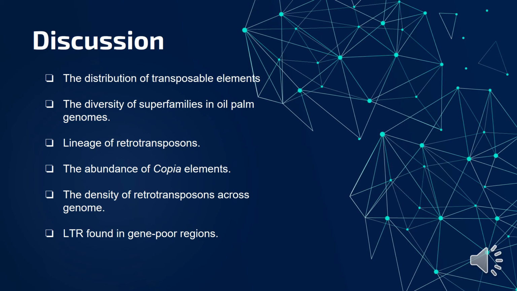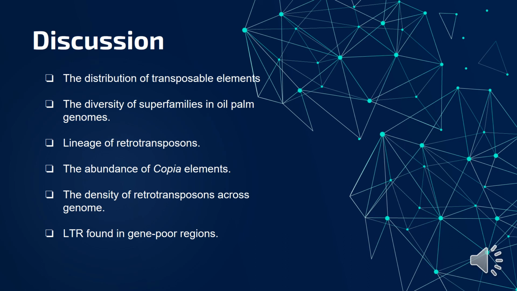Third point is that the lineage of retrotransposon comes from Retrofit elements and Tork that are active in the oil palm genome. The fourth point is the abundance of copia elements over gypsy elements. It said that copia elements take up 6% of the genome.